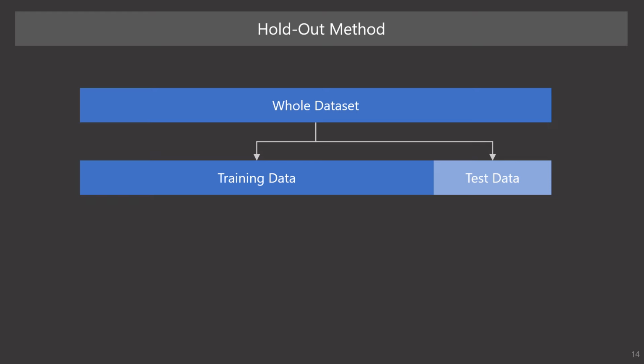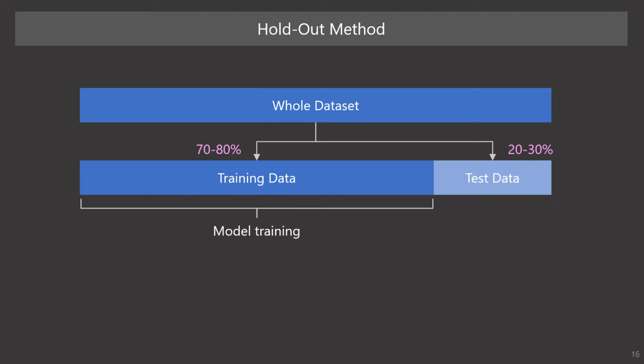In model training using the holdout method, we split existing data into training data and test data. The training data is existing data, and the test data is hypothetical new data. Usually, around 70 to 80% of the whole data is used for training, and the remaining 20 to 30% is used for test data.